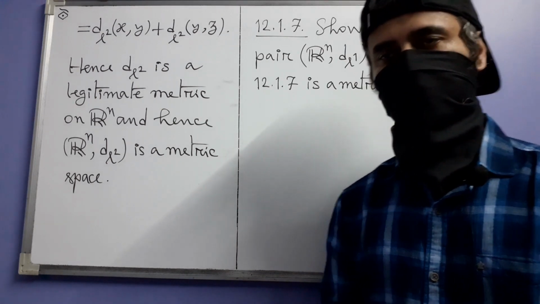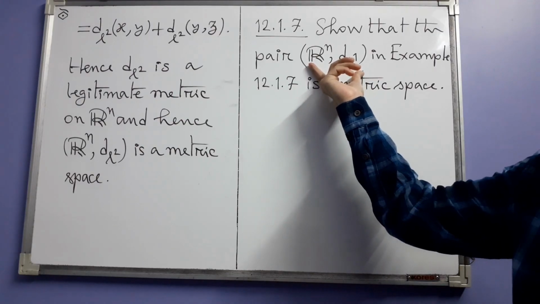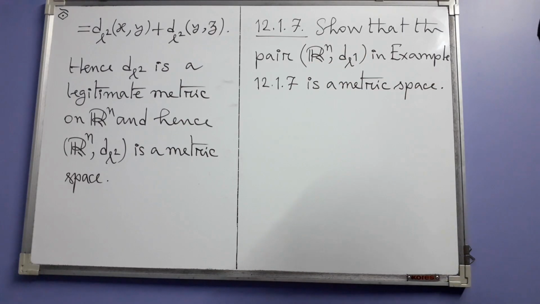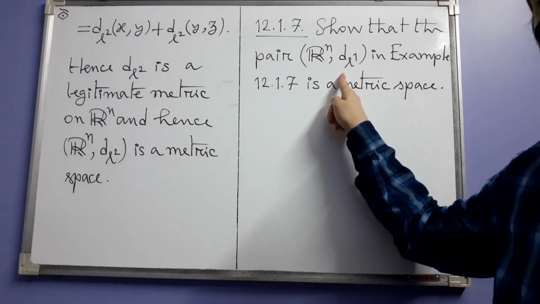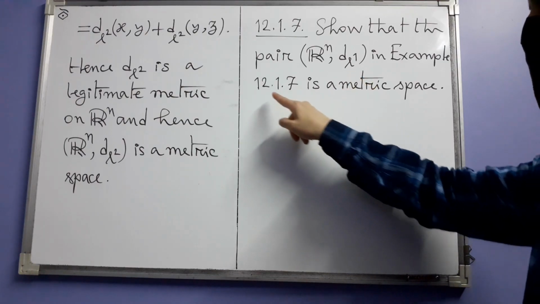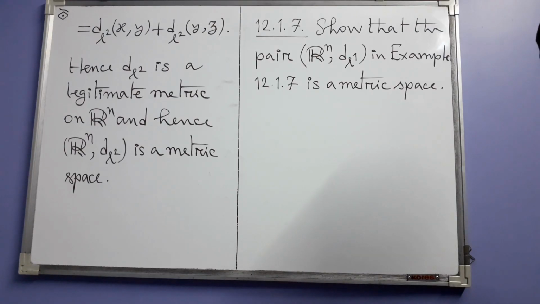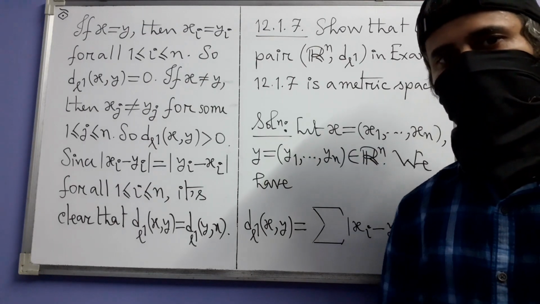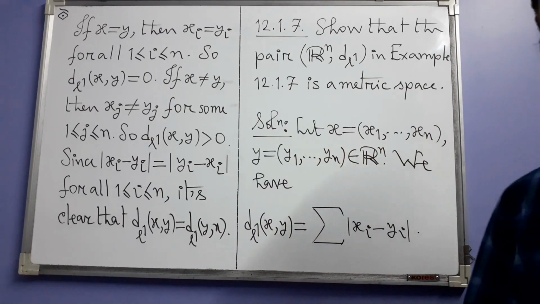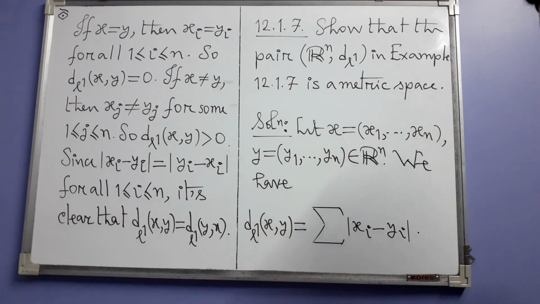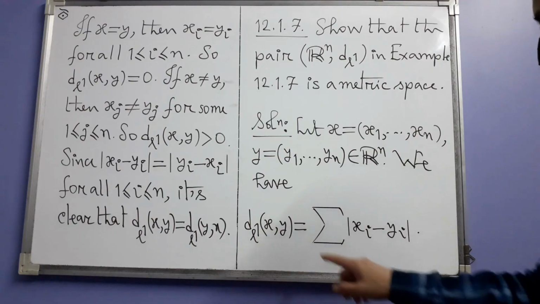Next we have the seventh one, and this time we recall this metric space. We have to prove that it's a metric space, and this is the taxi cab metric d_l1, and we encountered this in example 7. So let's show that this is a metric. The solution is almost identical to the previous one. Again we start by taking two n-tuples x and y in Rn, but this time the metric, the distance function, is different. It is this.